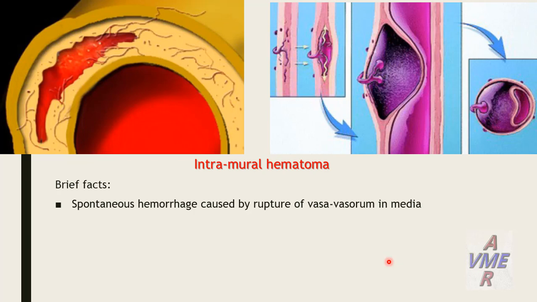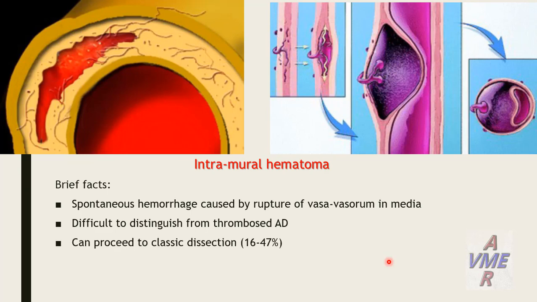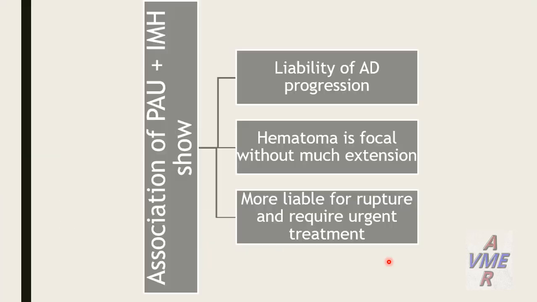Intramural hematoma. Spontaneous hemorrhage caused by rupture of the vasa vasorum inside the media. Difficult to differentiate from thrombosed aortic dissection. Can proceed to classical dissection in 16 to 47 percent. Long time to diagnose and usually overlooked.